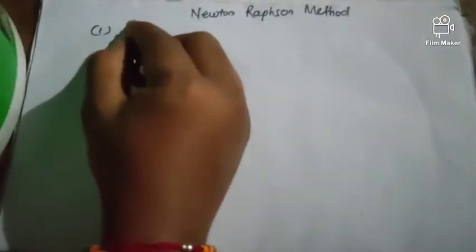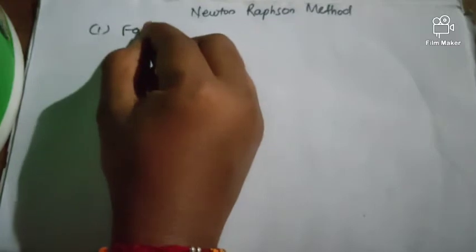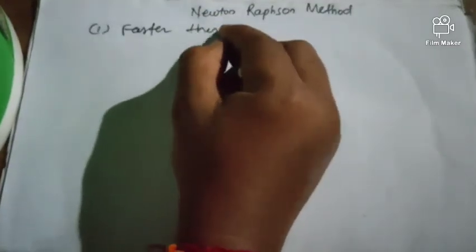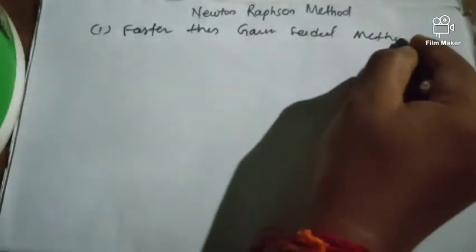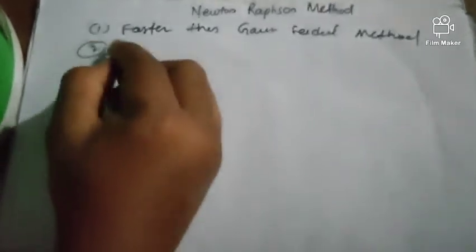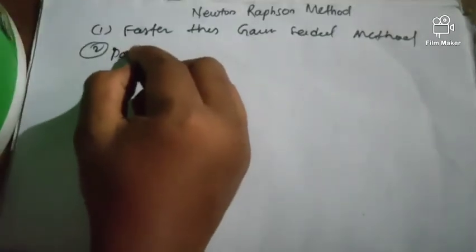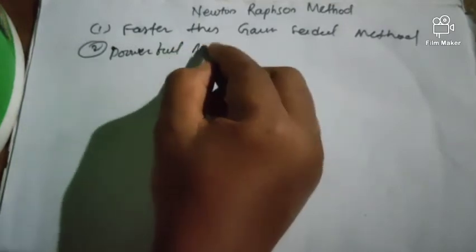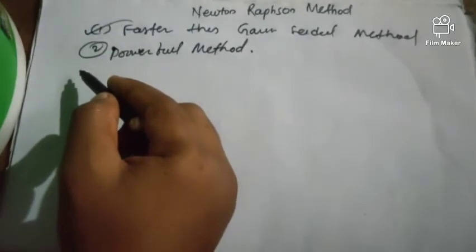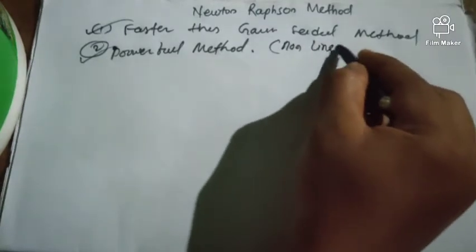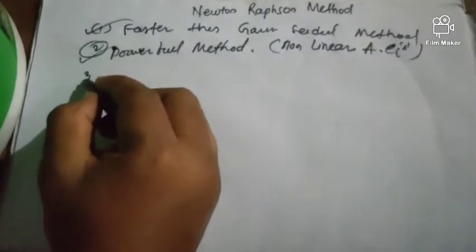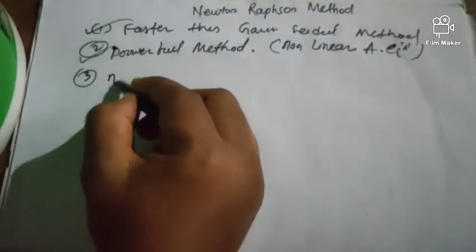Let's discuss some points of the Newton-Raphson method. The first point is that the Newton-Raphson method is faster than the Gauss-Seidel method. The second point is that it is a powerful method. Please remember that it is faster than the Gauss-Seidel method and it is a very powerful method to calculate non-linear algebraic equations.